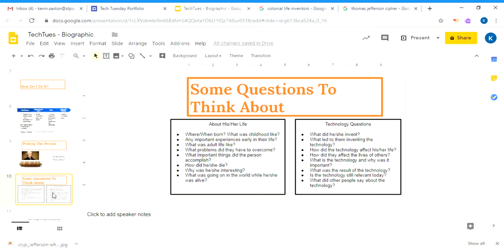Maybe it would be smart to divide your biography into 2 sections. Talk about the person's life, and then focus another section on the person's technology. Here on the screen you see 15 different questions you could answer. Now, you don't have to answer all of these. These are suggestions. You could answer even more if you want to.